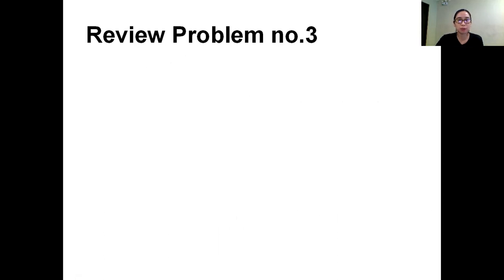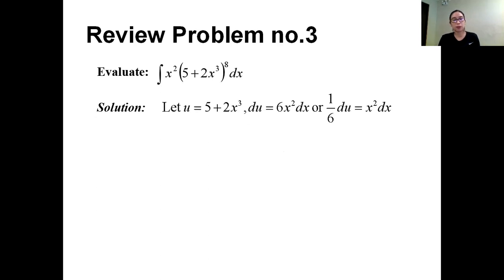So, review problem number 3. Evaluate the integral of x squared, quantity 5 plus 2x cubed to the power of 8 dx. So, for the solution, let u be equal to 5 plus 2x cubed. So we always let u be what is inside the quantity, unless there is a trigonometric function, which is a bit tricky. Anyway, back, let u be equal to 5 plus 2x cubed.